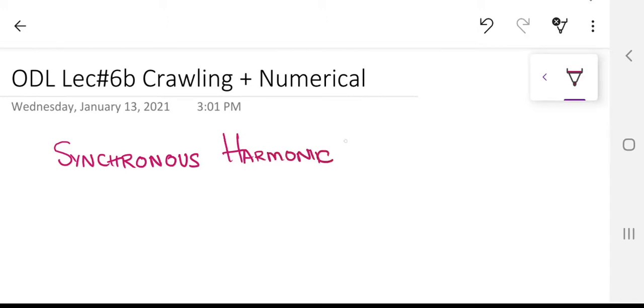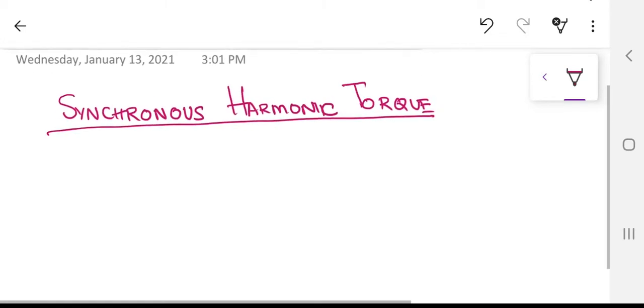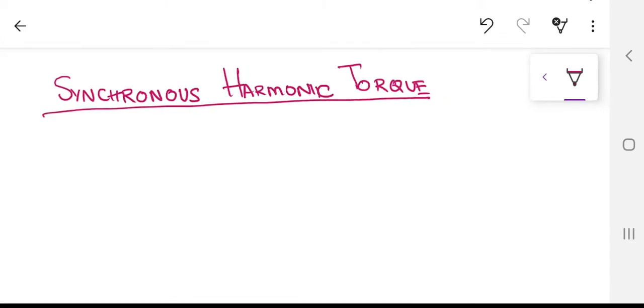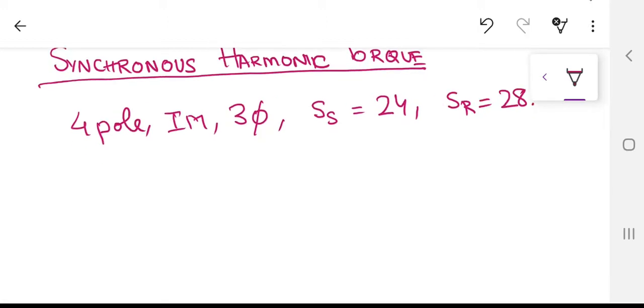Since this involves harmonics, these torques are produced because of the harmonics produced by the slotting. Since we did a numerical in the last lecture, I'm going to write down the data here again. This is a 4-pole machine, an induction machine, three-phase. The number of slots on the stator side is 24, and on the rotor side is 28. So certainly this is going to produce some slotting harmonics.